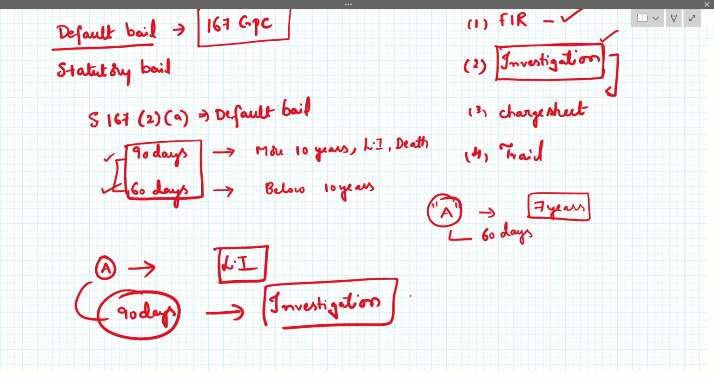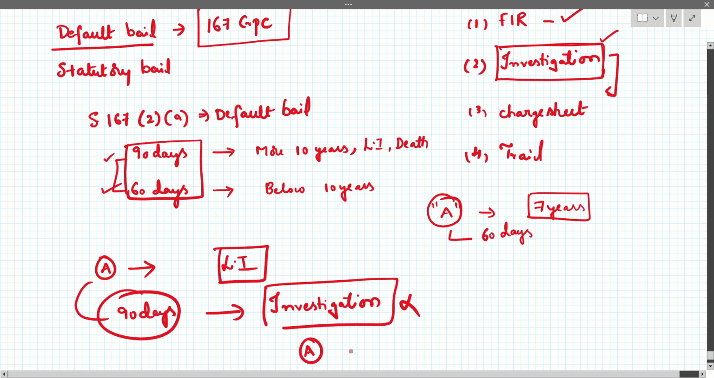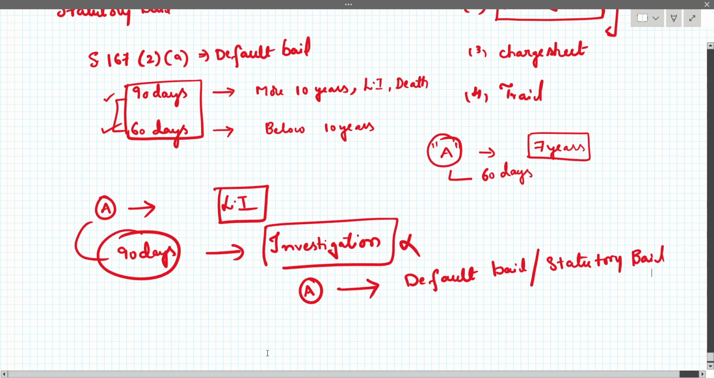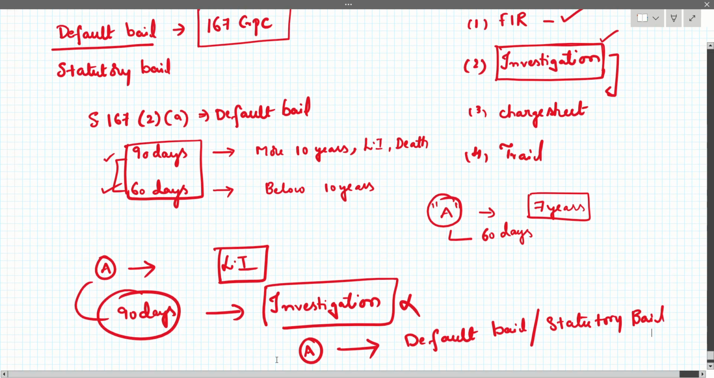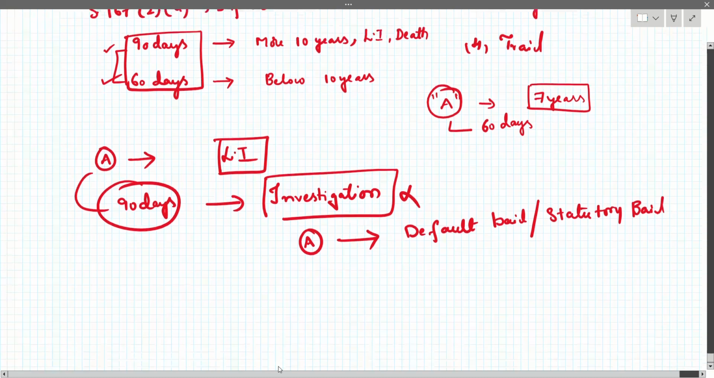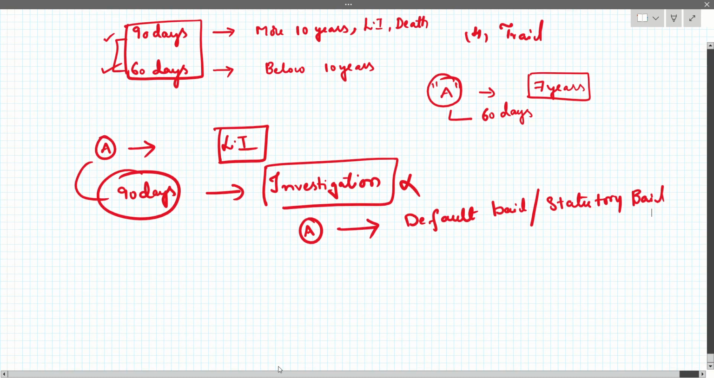If the police officer is unable to complete the investigation within the set period, then A has every right to ask for default bail. So this is the concept that is called default bail or statutory bail. That means when the investigation has not been completed by the police officer within the said period of 60 days or 90 days, then the accused person who is in custody can ask for default bail.